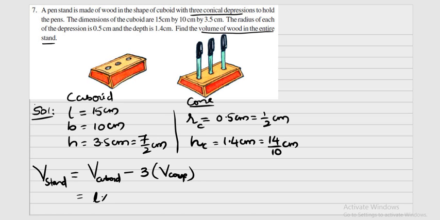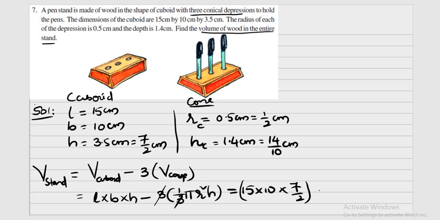So what is the volume of cuboid? L into B into H, minus 3 times the volume of cone, which is 1/3 pi r square H. Okay, so this 3 gets cancelled. Now substituting the values, what am I going to get here? 15 into 10 into 7/2. So this is one product, minus 22/7 into, what is the radius of the cone? The radius of the cone is half, right? So 1/2 into 1/2 into, what is the height of the cone? Height of the cone is 14/10.